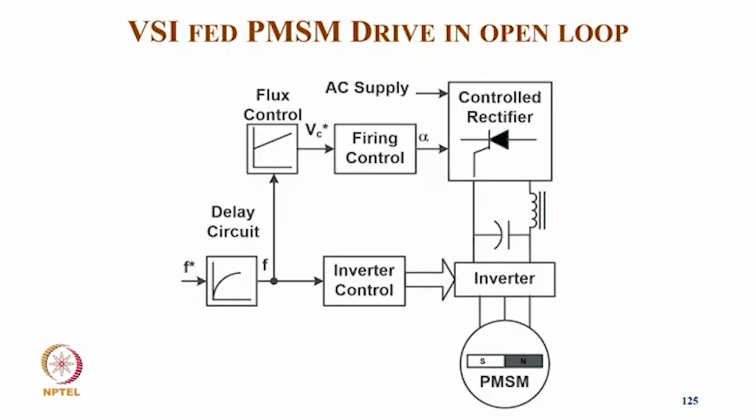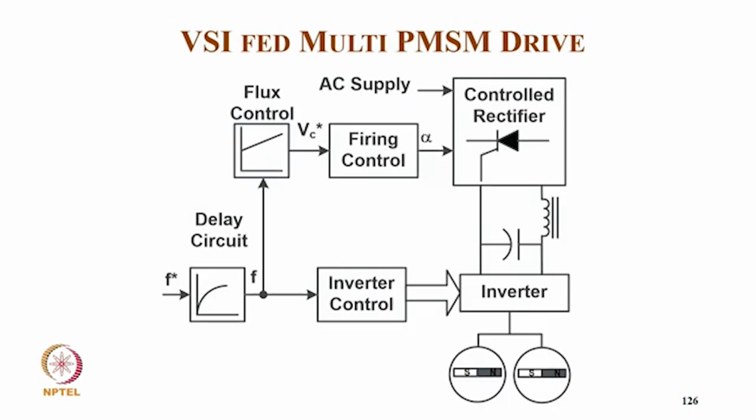So in a scalar control, typically we have a frequency with a delay circuit, and that goes to a flux control for deciding the voltage, and from that we decide the firing angle of the thyristor converter, we decide the DC link voltage, and of course the frequency we give to the inverter control for changing the inverter for PMSM drive. So this is a simple VSI fed permanent magnet synchronous motor in open loop, and this is typically again VSI fed.